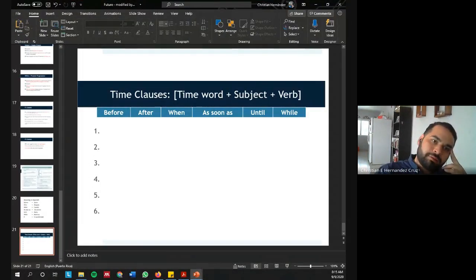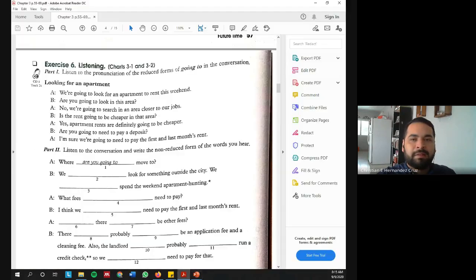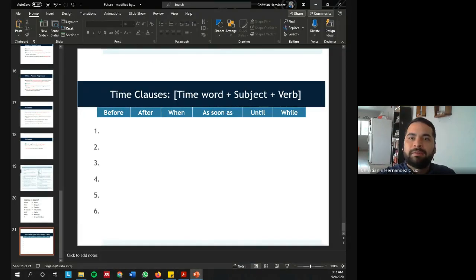Okay. So if you want, you can just use before with one, after two, when three, etc. So just make a sentence with the time word, the subject, and the verb. So before you go out, you should feed the cat. Or after you come back from the restaurant, you should do the dishes, for example. Just make your own sentences and post them here in the chat. If time doesn't allow, then I might just add that to Canvas.